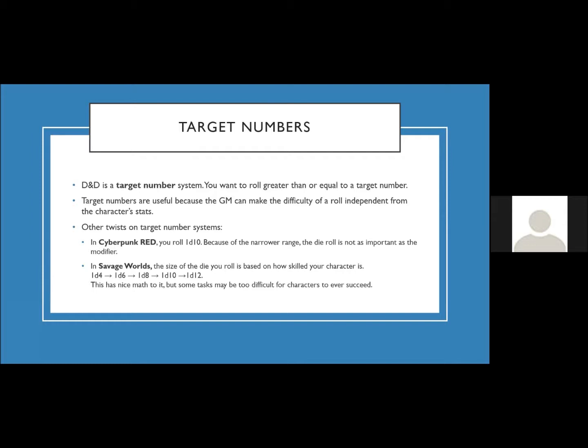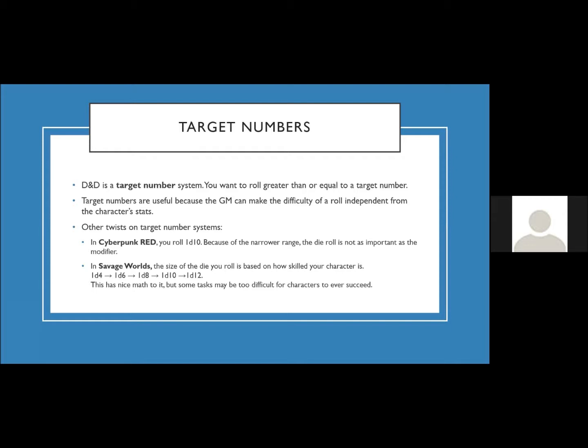A couple of other systems have done some interesting twists on this. For example, Cyberpunk Red, the tabletop game that inspired Cyberpunk 2077, you roll a 10-sided die instead of a 20-sided die. Since there's a narrower range of random numbers, the dice roll isn't as important as the bonus your character adds to it. Your stats become more important than the randomness.